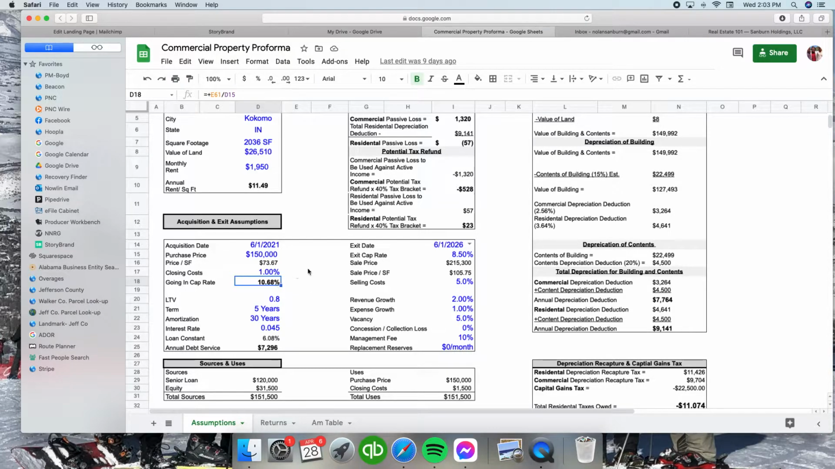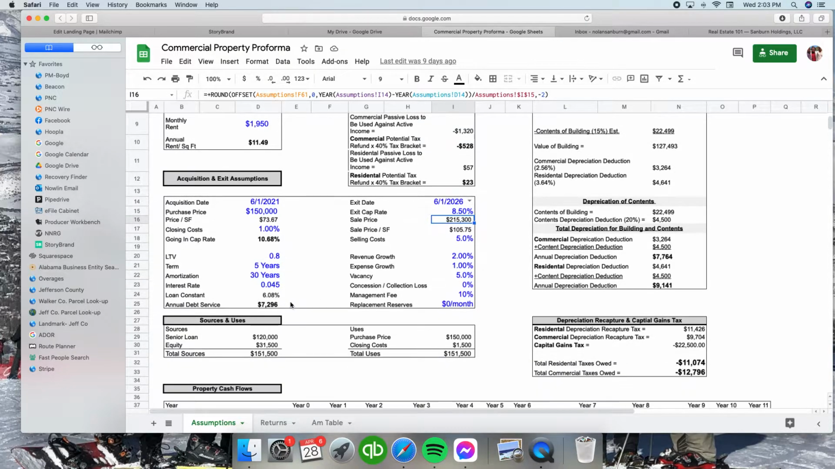In 5 years, our exit is going to be, we'll try to sell this to another investor at 8.5%, looking at a really nice sales price of $215,000 and some change. Next, I go down and see my loan to value ratio. That's basically how much the bank is going to lend me on this deal. They're going to lend me 80%.